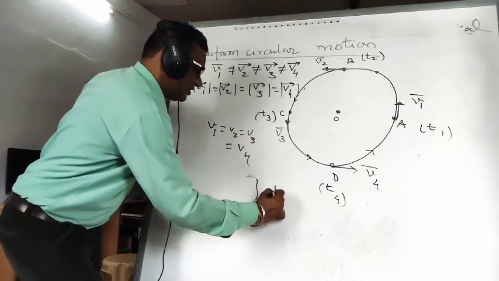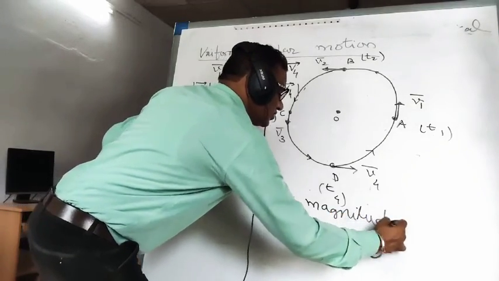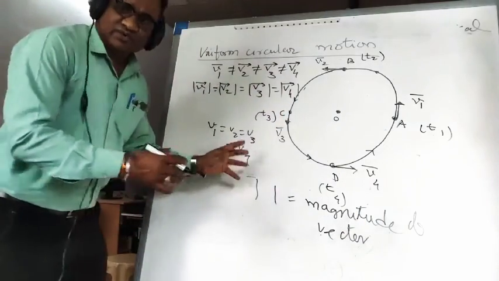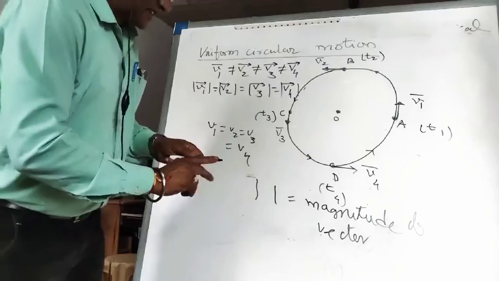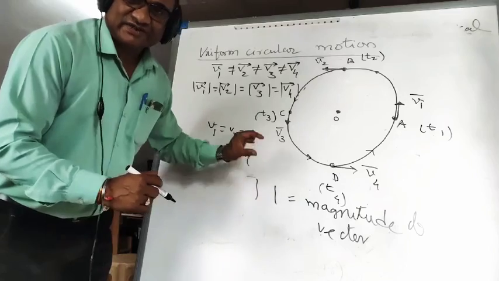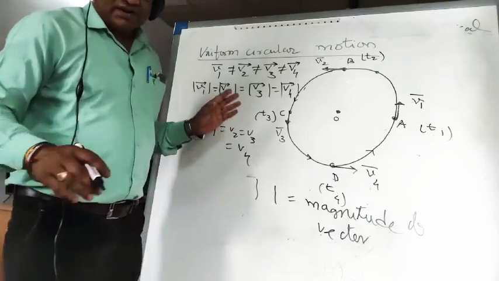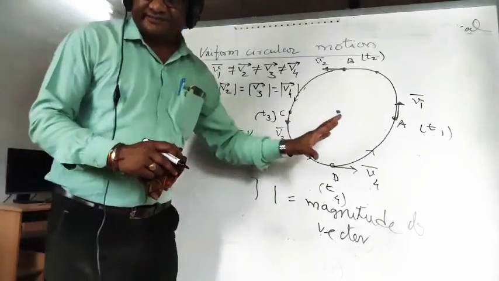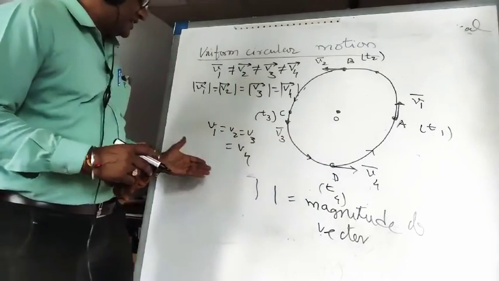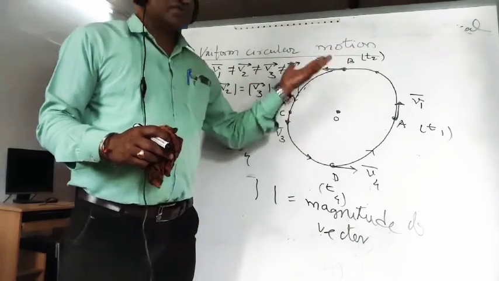What is the meaning of this sign? This sign is used to represent the magnitude of a vector. To show the magnitude of any vector, you write it inside two vertical parallel lines, small lines, which represent the magnitude of a vector. Here, which vector am I talking about? I am talking about the velocity vector, and the magnitude of the velocity vector will be the speed. It indicates that speed is the same. Okay? So this is an example of uniform circular motion.